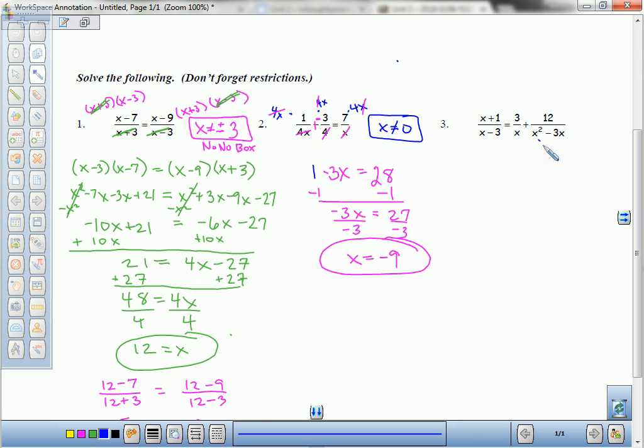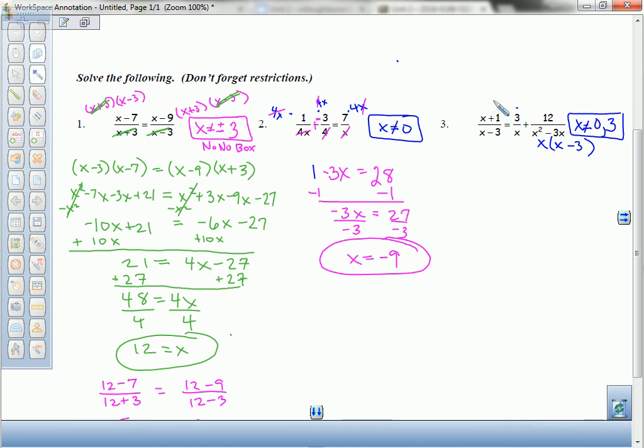Okay, on this one, we can factor out an x, and we're left with an x minus 3. So when I think about the excluded values, x cannot be 0 because that would make this one right here undefined. X cannot be 3 because that would make that one undefined. And it's the same for that one, so I'm good. So my excluded values for x are 0 and 3 because those values make that equation undefined.